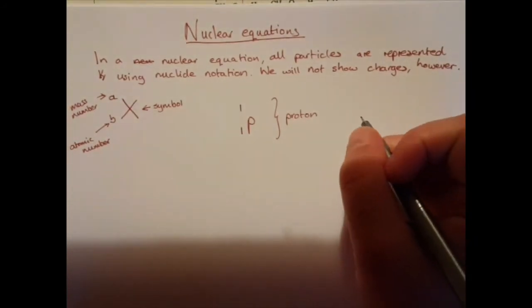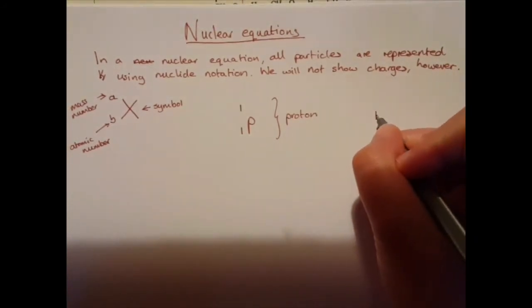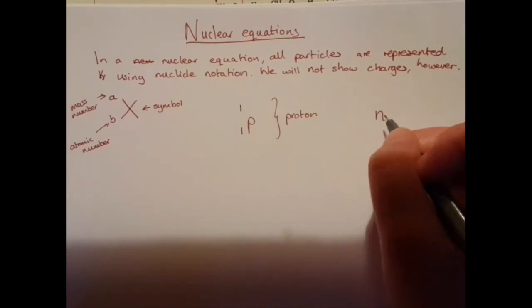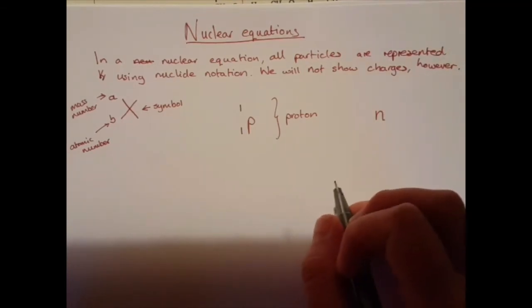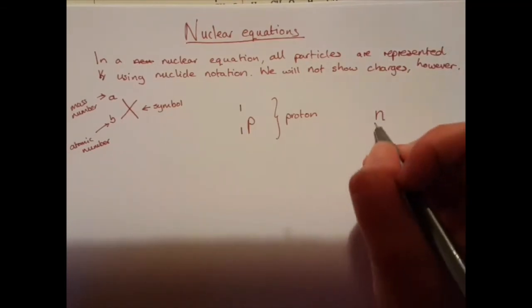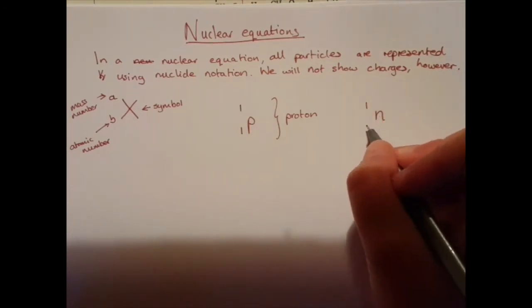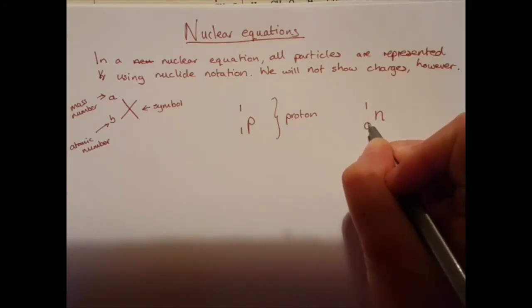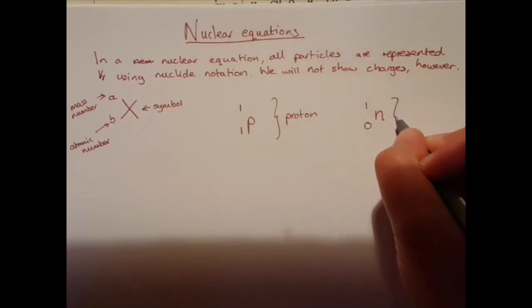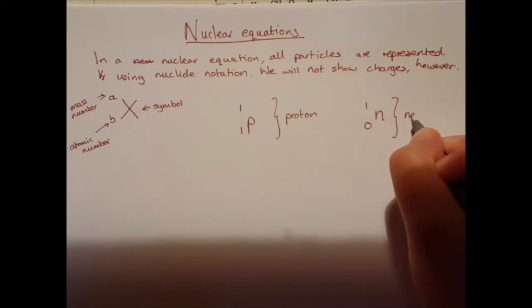And then we're going to think about the symbol for a neutron. So the letter for a neutron is n. Can you remember what the mass of a neutron is? Okay, well, the mass of a neutron is 1, but neutrons aren't associated with atomic number, so we give a neutron an atomic number of 0. So that's the symbol for a neutron using nuclide notation.